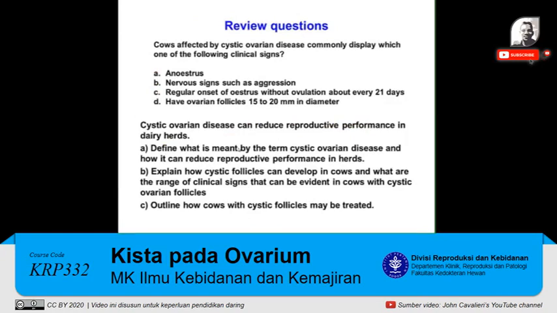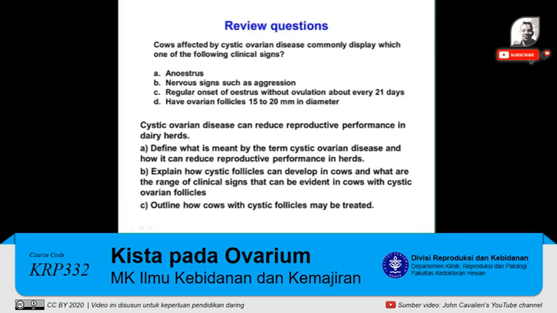Some review questions for you to consider, so I suggest you pause the video at the moment and spend some time reviewing these questions. We'll just look at the first question. Cows affected by cystic ovarian disease commonly display which one of the following clinical signs? Anestrus, nervous signs such as aggression, regular onset of estrus without ovulation about every 21 days, and ovarian follicles 15 to 20 millimeters in diameter.